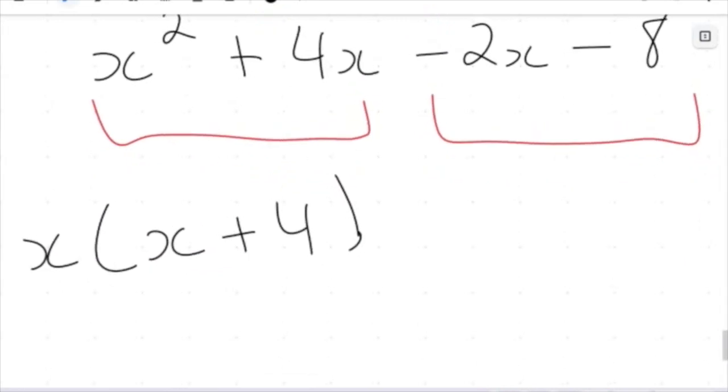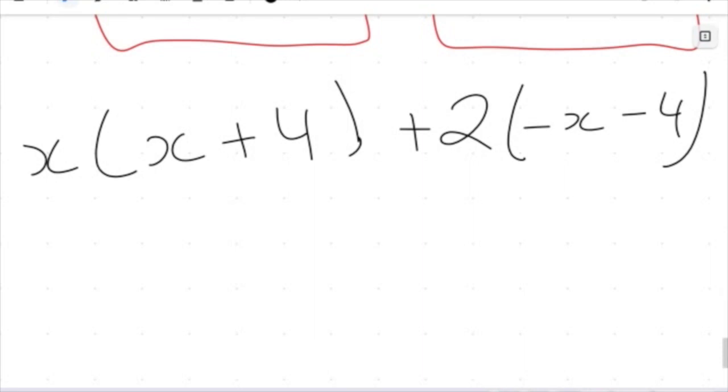Okay, so with our grouping in pairs now, I want a factor that goes into both negative 2x and negative 8. Now, I'm going to deliberately make a mistake here to revise something we've talked about before. Say I took the factor of positive 2 out, and then that would leave me with minus x minus 4.